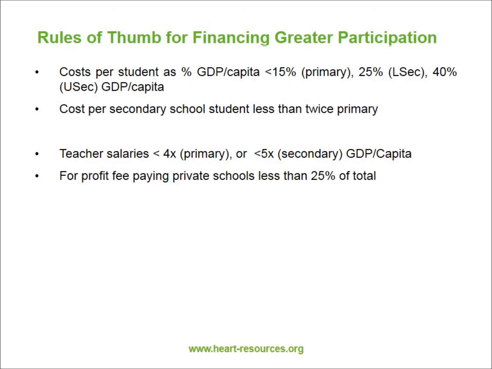Another way of looking at this, derived from the equation that I've been discussing, is that teachers' salaries at primary school level cannot be much more than about 4 times GDP per capita, or at secondary level about 5 times GDP per capita, for the financing to be sustainable within an envelope which is realistic.